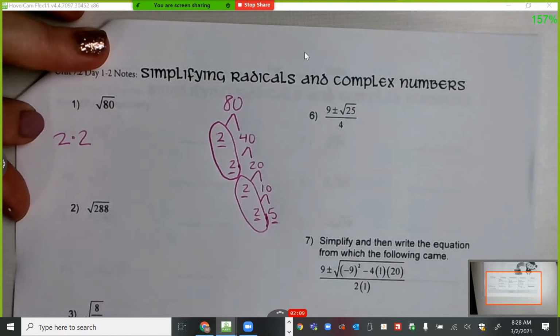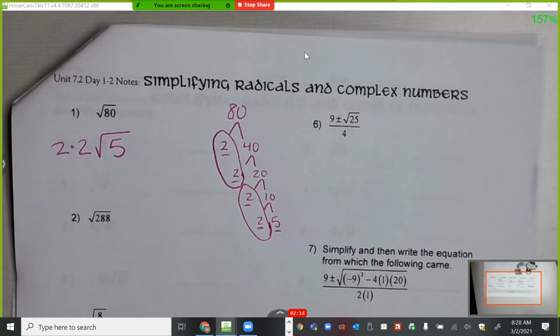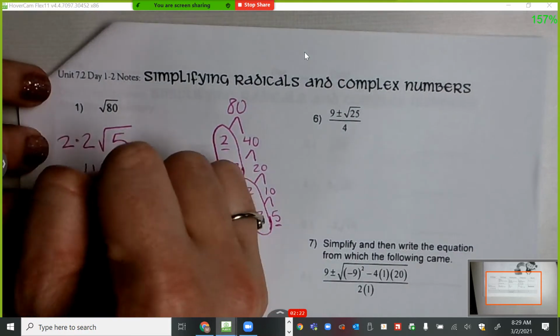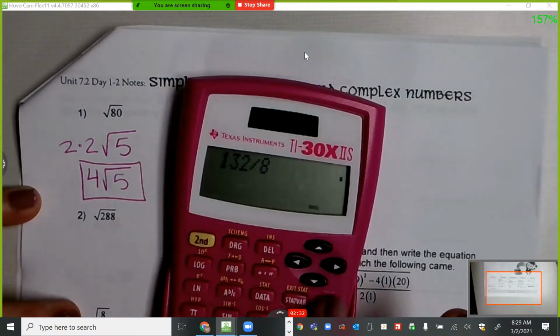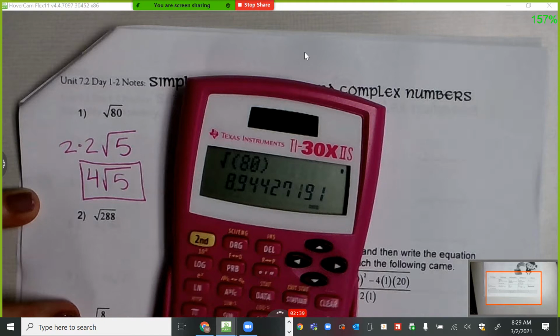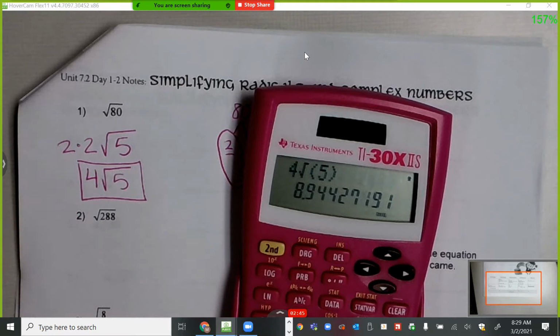Now, does 5 have a pair? No, so that one stays inside. What's 2 times 2? So 4 square root of 5 is the simplified radical of square root of 80. Now, you can check this in your calculator. You'll type what was given to you, so square root of 80. And that's 8.94, whatever, it gets ugly. And you can type 4 square root of 5, and it should be the same thing, and it is.